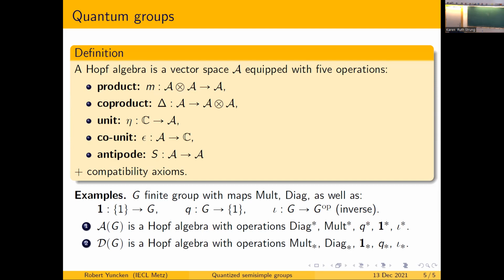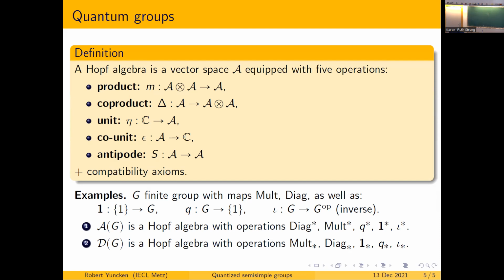And the two classic examples: if you take a finite group G, then you have 5 maps on this group. You have multiplication, the diagonal embedding, which we've already talked about. You have the inclusion of the identity element from the trivial group. You have the quotient to the trivial group. And you also have the inverse map, which maps G to G op.